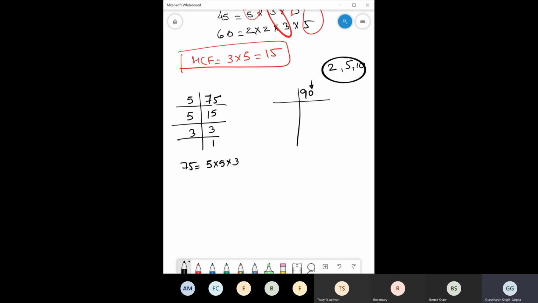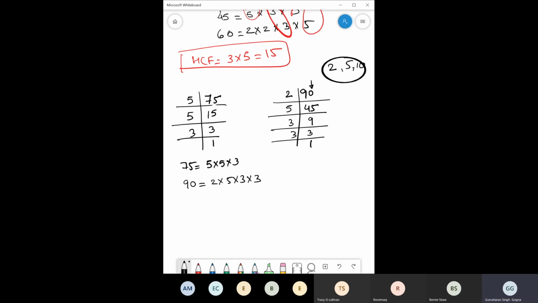But anyways, we can't use 10 because 10 is not a prime number, but I can use 2 or 5. So let us use 2. So 2 by 45 will give you 90, and then I can use 5. 5 by 9 is 45. Then I can use 3. 3 by 3 is 9, and 3 by 1 is 3. So what we are getting here is 2 by 5 by 3 by 3.